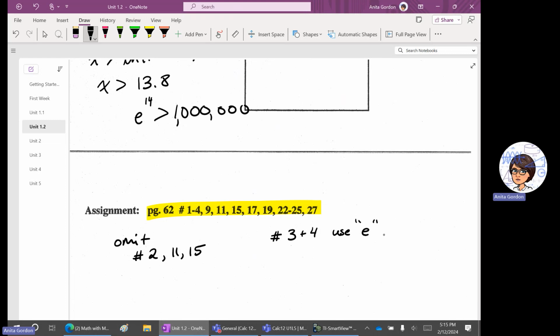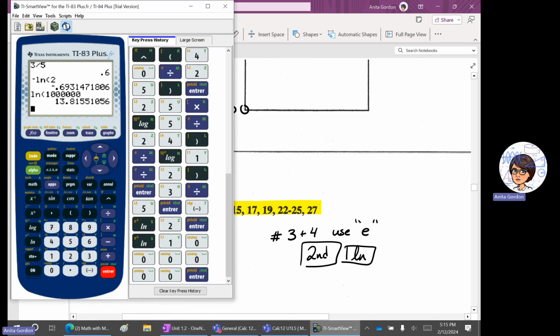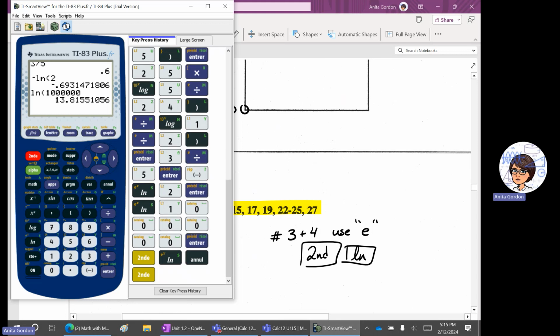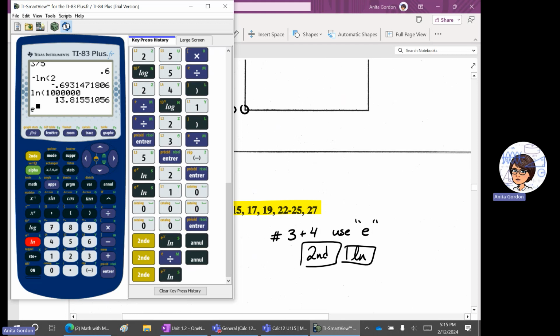And the way to get e as your base, you're going to click on the second and then ln button. So on my calculator right here, second ln is how you get the e. Some calculators will also have it on top of the divide sign. So if I clear this, second divide sign will give you just the e. If you want e with a power on it, then you do second ln, and then it automatically has a spot for you to put the exponent.